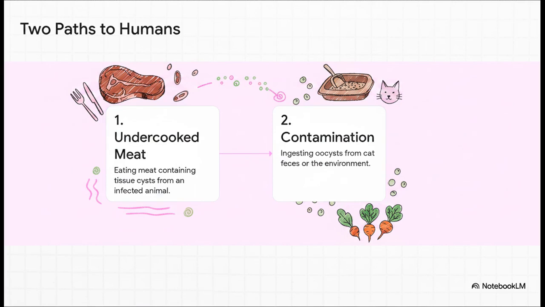We can intersect this cycle in two main ways. First, by eating undercooked meat from an infected animal. Those little tissue cysts are still totally viable. And second, by accidentally swallowing the oocysts directly from the environment, maybe from cleaning a cat's litter box or from eating unwashed veggies from a contaminated garden.